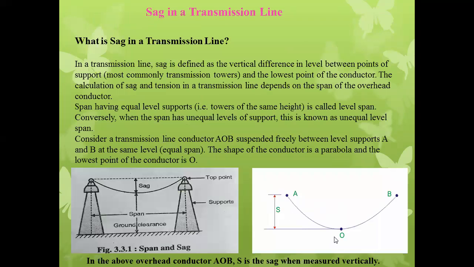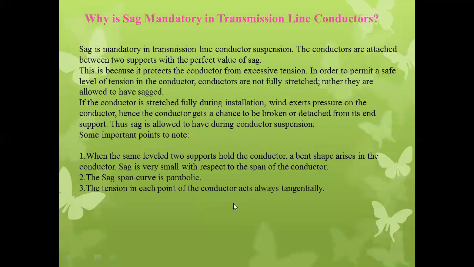This one is what? A parabolic shape. Okay, AOB, this is what? Parabolic shape. Next, the tension in each point of the conductor acts always tangentially.